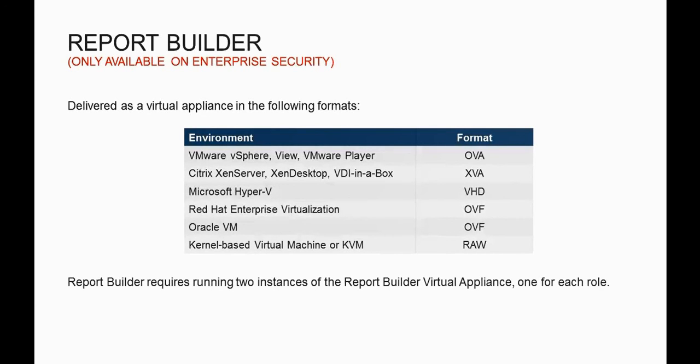The Report Builder appliance is available in the same formats as GravityZone, meaning OVA, XVA, VHD, OVF, and RAW. If the Report Builder appliances are installed, but turned off, the GravityZone appliance will not start. An error message will be displayed and Report Builder must be removed, in the same way as you remove any other roles.